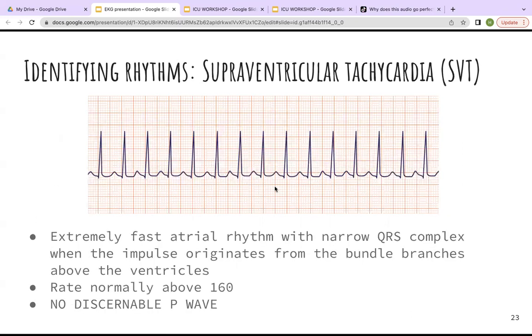Here we go with supraventricular tachycardia, SVT. It's an extremely fast atrial rhythm, and the QRS complexes are going to be narrow. The impulse originates from above the ventricles, so it's not beginning in the sinoatrial node, so it's not considered a sinus rhythm. Rate normally above 160, but it can happen below. It's just if that P wave disappears, then you have a problem. This is more severe or worse than sinus tachycardia.